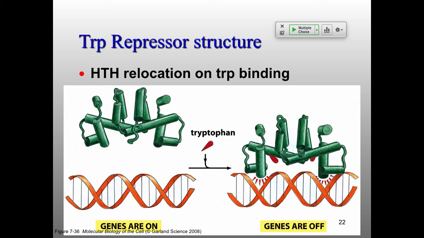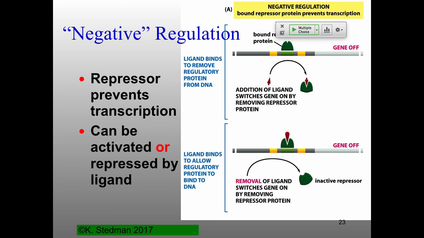Once they fit into these major grooves of the DNA, now the RNA polymerase can't bind there anymore. So, in the presence of tryptophan, the repressor is bound to the DNA, blocking transcription. In the absence of tryptophan, it can't bind to the DNA, so the RNA polymerase binds there and will transcribe and then eventually translate all of these genes. This is a classic example of what's called negative regulation. We're talking about a repressor. So a repressor blocks the binding of the RNA polymerase.